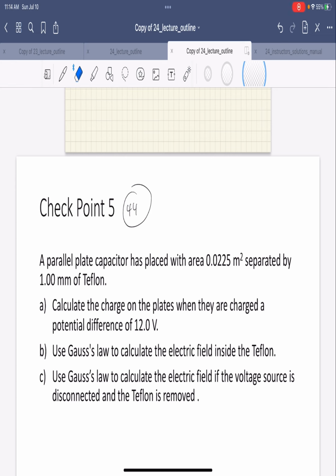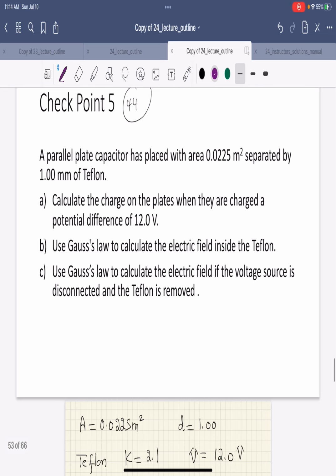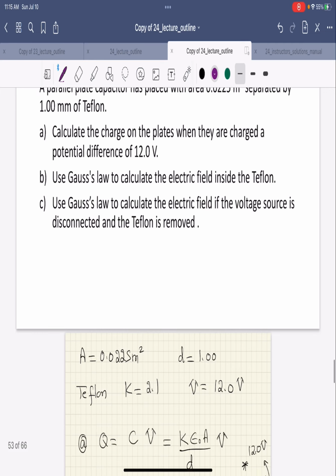All right, now another example, with dielectrics as well. We have a parallel plate capacitor with plates of area 0.0225 square meters separated by 1 millimeter of Teflon. Calculate the charge on the plates when they are charged to a potential difference of 12 volts. Use Gauss's law to calculate the electric field inside the Teflon. Use Gauss's law to calculate the electric field if the voltage source is disconnected and the Teflon is removed.